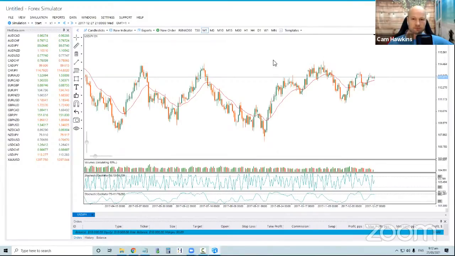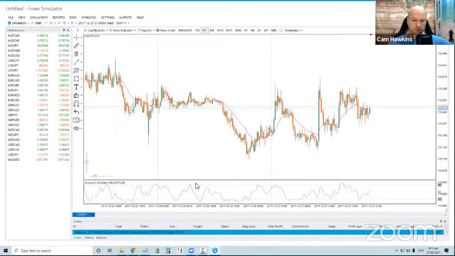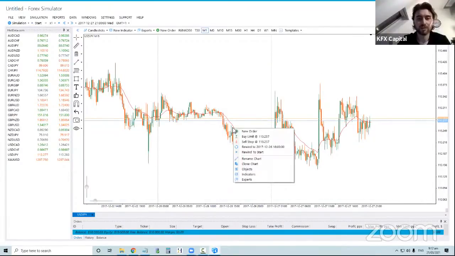Okay, so let's get rid of some of these things. So what do you need on the chart here? Just the fib, like we made, and the EMA that I gave you.